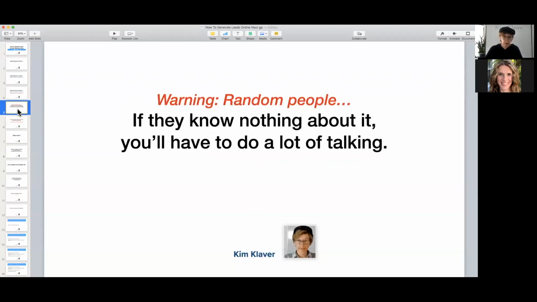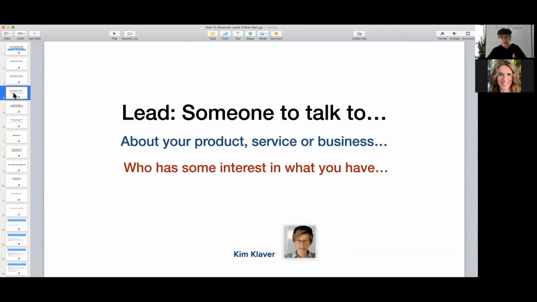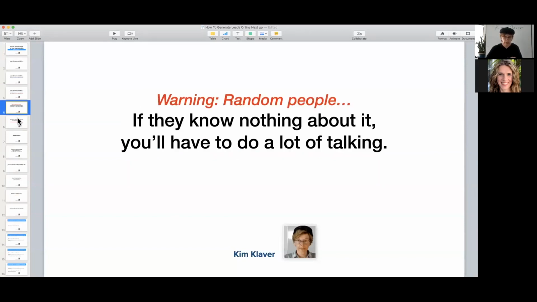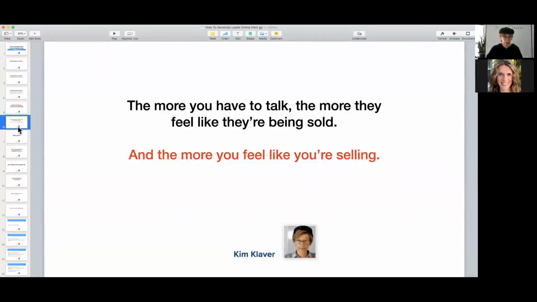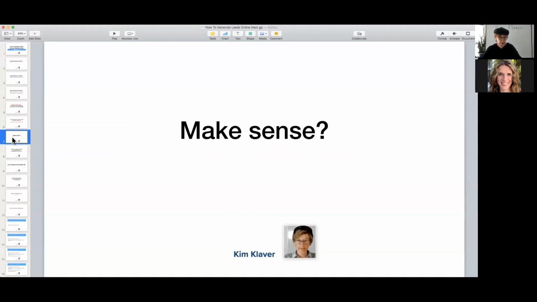So that's why you want people, not random people. You really want to try to find people who have an interest in what you have. That's what I call a lead, not just some random list, because this is what you're going to be doing. If they don't know anything, you're going to have to talk, and you're going to have to talk fast and a lot. And they're going to feel like they're being sold, and you're going to feel like you're selling. And that's really not a very good feeling. Does that make sense?